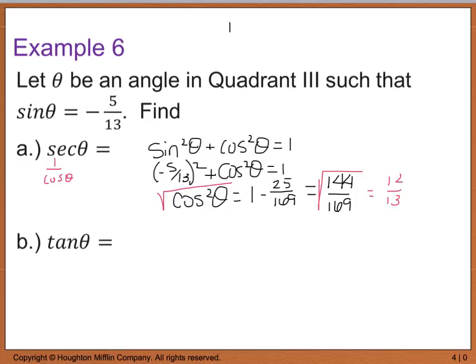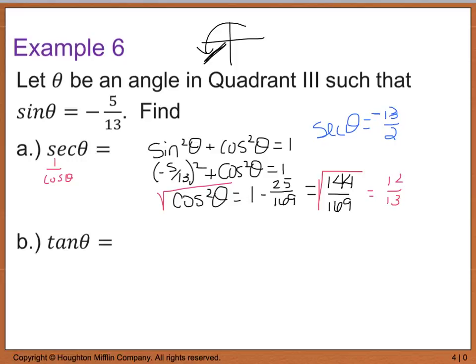Well, I want to know what secant theta equals in the third quadrant. So the last thing I'm going to do is graph this, and in the third quadrant, I'm over here. I know that cosine values are negative. So when I go to evaluate the secant of theta in the third quadrant, I'm going to take the reciprocal of 13/12, and I know that it has to be a negative because I'm in the third quadrant.